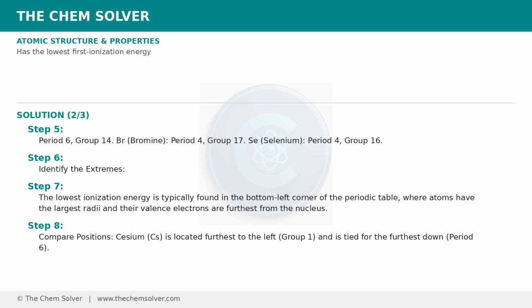Identify the extremes. The lowest ionization energy is typically found in the bottom left corner of the periodic table, where atoms have the largest radii and their valence electrons are furthest from the nucleus. Compare positions. Cesium, Cs, is located furthest to the left, group 1, and is tied for the furthest down, period 6.